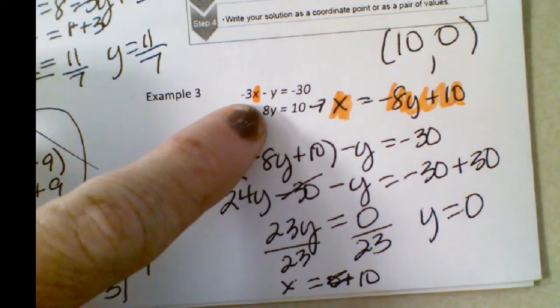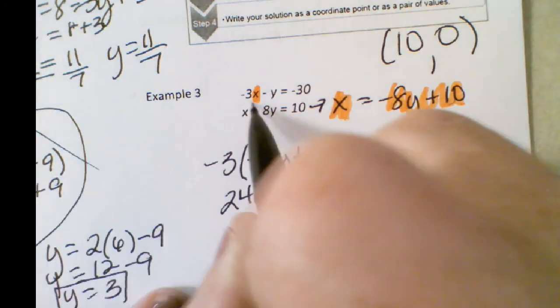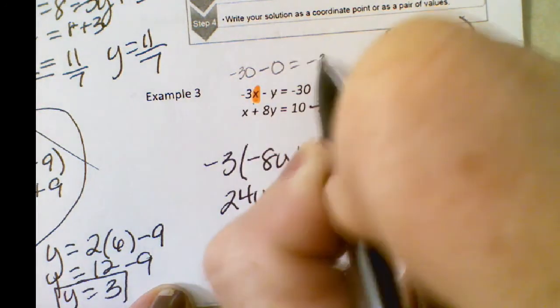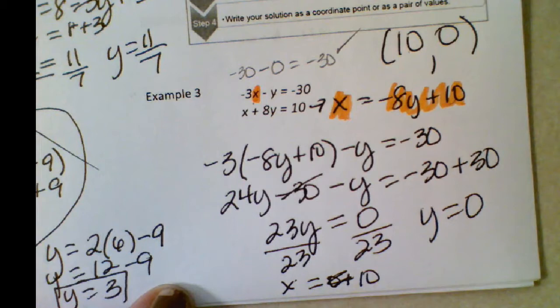Let's check it in the other equation just to be sure. What's negative 3 times 10? Negative 30 minus what's our y value? What's negative 30 minus 0? Negative 30. Beautiful. Happy Friday afternoon. That's the end of that.